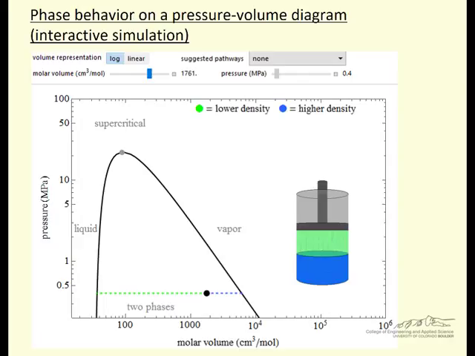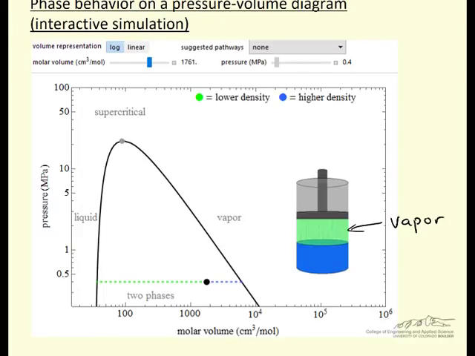This interactive simulation shows the phase behavior for water on a pressure volume diagram. And it's important to point out this is the log of pressure on the y-axis, the log of volume on the x-axis. And then to the right of that diagram is a piston cylinder to represent the conditions. So the light green is vapor, the darker blue is liquid.